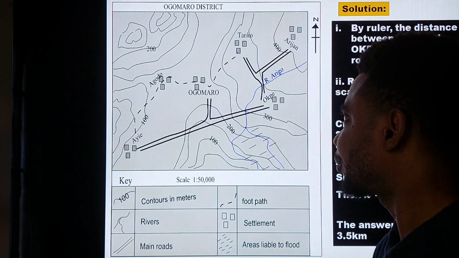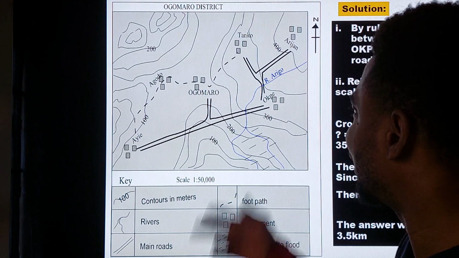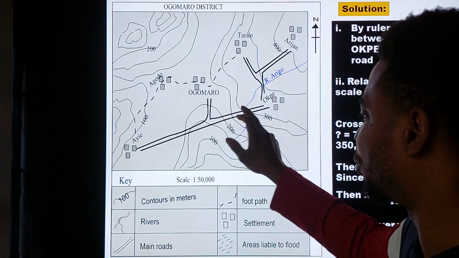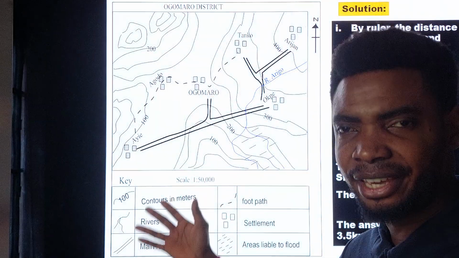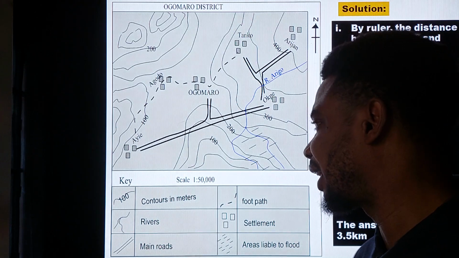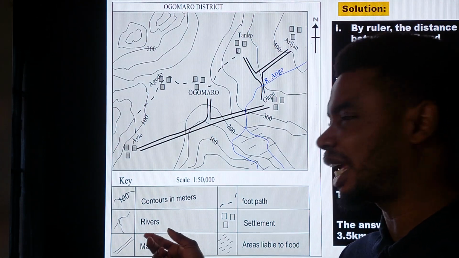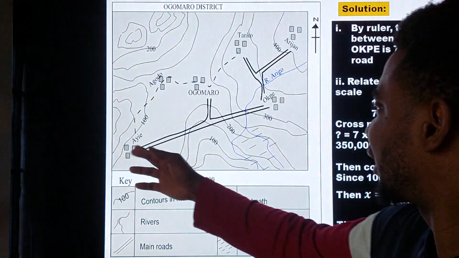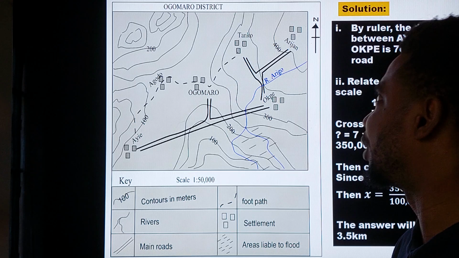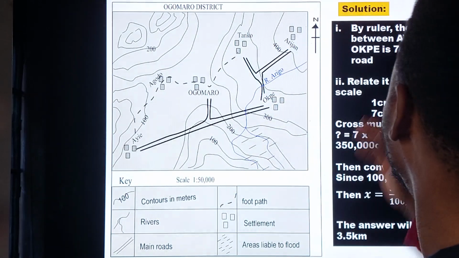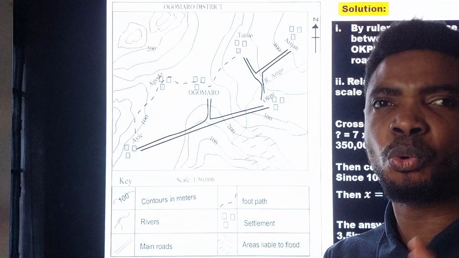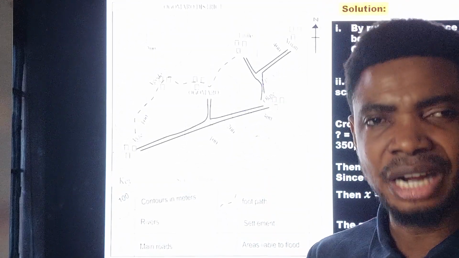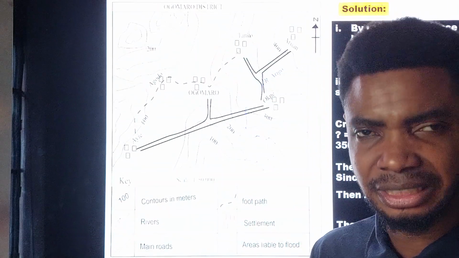Look at this map. From this map, you can see Ogomaro here. You can see Aye here. You can see Okpe here. So this is the major road, by looking at the key, the conventional sign that is used. Anywhere you see something like this, it indicates main road, which we also know as major roads. This is Aye here. This is Okpe here. So this is the map of Ogomaro district. What you are required to do is to find the approximate ground distance between Aye and Okpe.